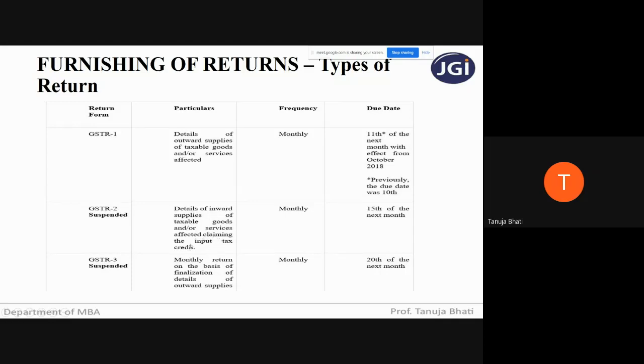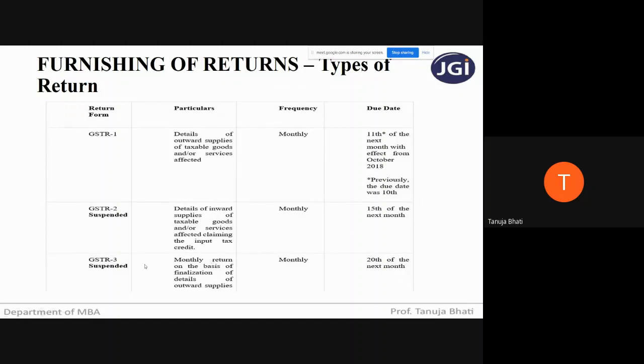So see, GSTR1 was for output tax, showing entire details of output tax or sales transactions where tax is liable. Now GSTR2 is showing entire details of your purchases. That means inward supplies. Again, this return was to be filed monthly and the due date is 15th of the next month. So actually this return is still not in operation, but there is a return called GSTR2 where you're going to show your details of all your purchases made.